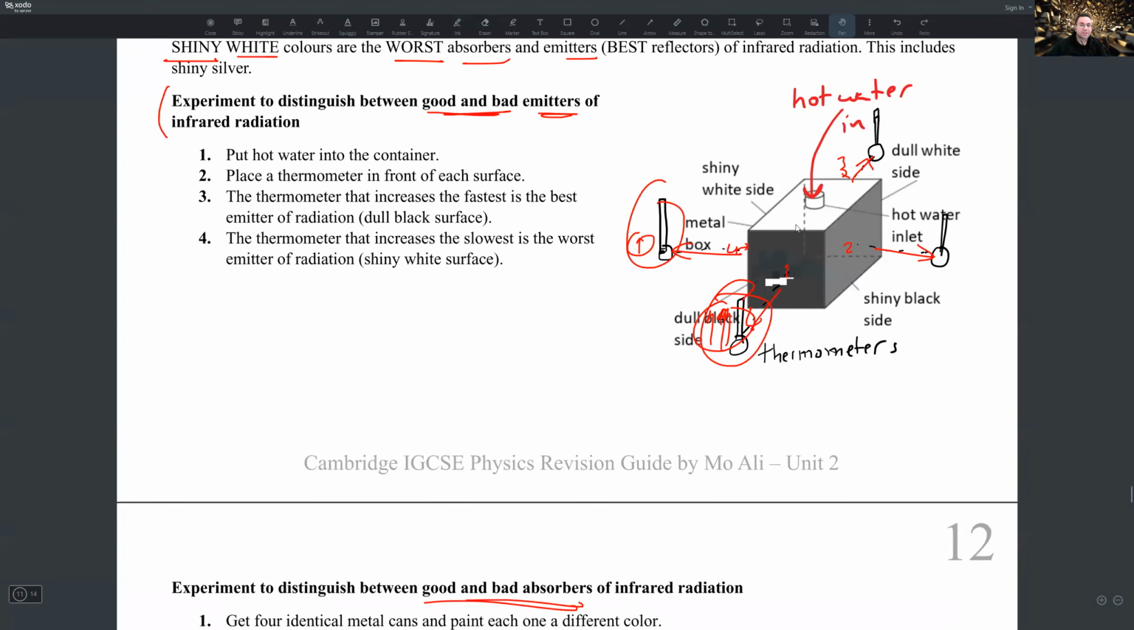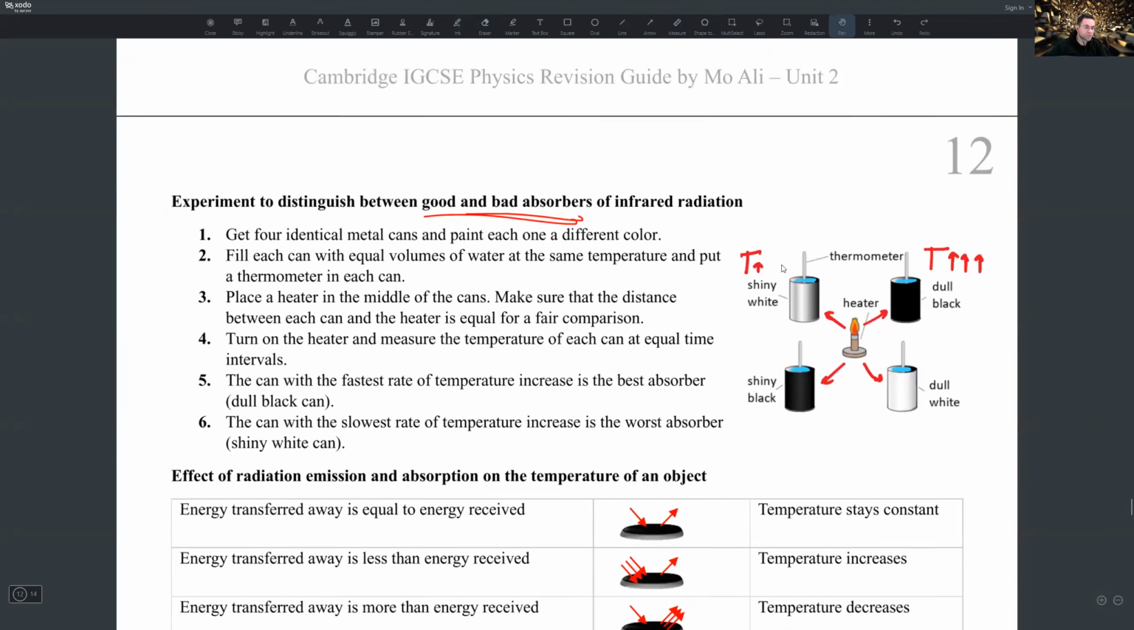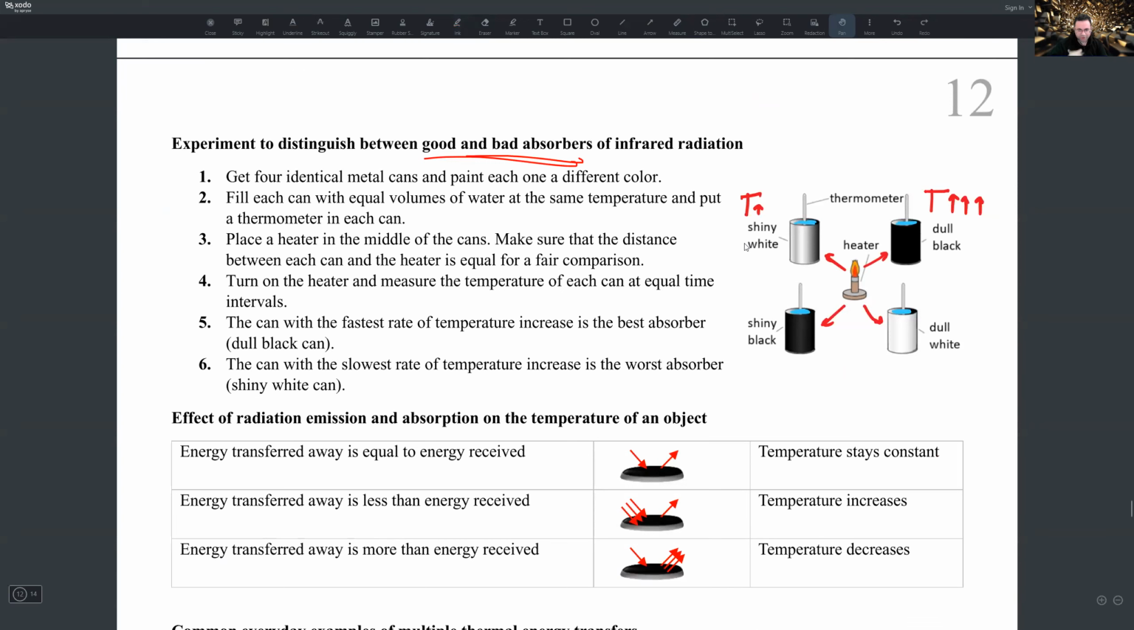What if you want to do an experiment to check the absorption بقى, not emission, like it's not a hot object that's emitting. What if you want to check the absorption of an object, of infrared radiation? Same thing. هنجيب 4 containers, metal containers, cans, boxes, we don't care. Paint them all different colors. حطوا heater في النص. And let it heat the boxes or the cans from a distance. يعني it's only radiation. مفيش conduction, مفيش convection. It's just radiation.